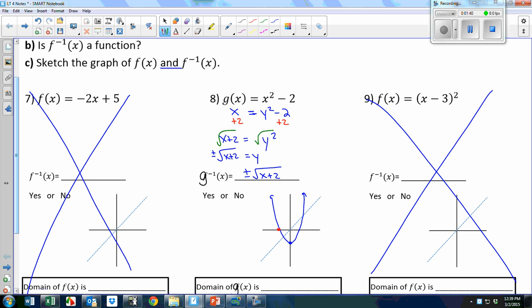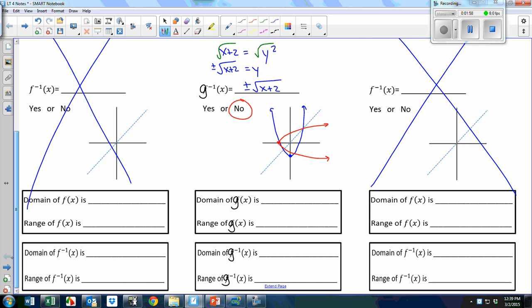And it literally will flip over the y equals x line, and it will look like a sideways parabola. Remembering all that? Okay. Is the inverse, that red sideways parabola, a function? Now you're already shaking your heads. No. It doesn't pass the vertical line test.